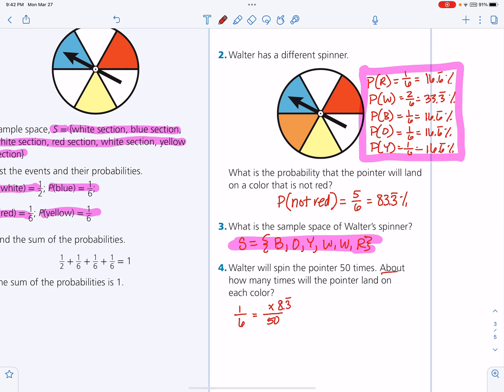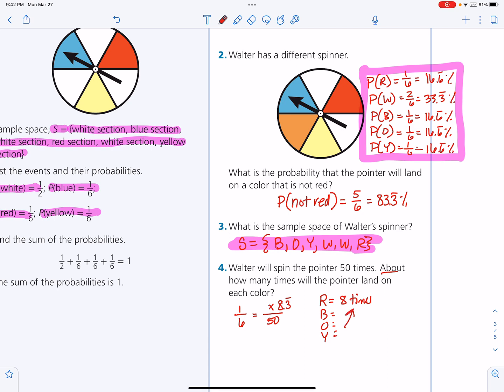Because it also does say about. And so we can say red is about 8 times. And that's going to be the same for blue, orange, and yellow. Okay, are the same.